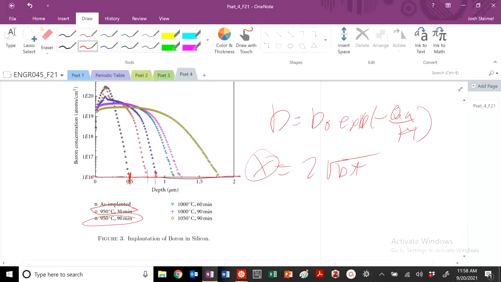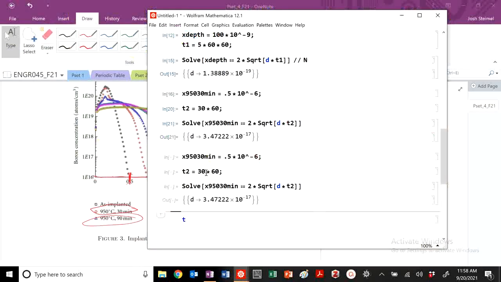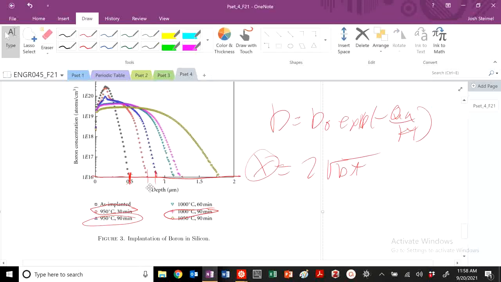Actually, let's look at something a little bit easier. Let's look at here. From here to here, that's basically half a micron. And then another, actually, let's see. Is that really half a micron? No, that was actually, excuse me, like 0.25 microns. Sorry about that. 0.25 microns. All right, so there's my diffusivity at that particular time and temperature.